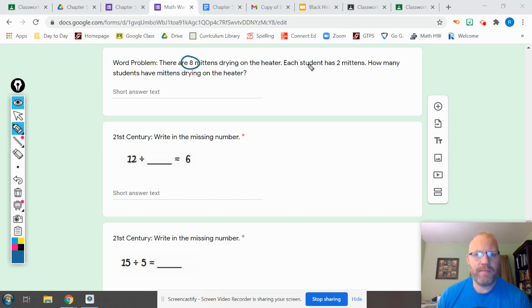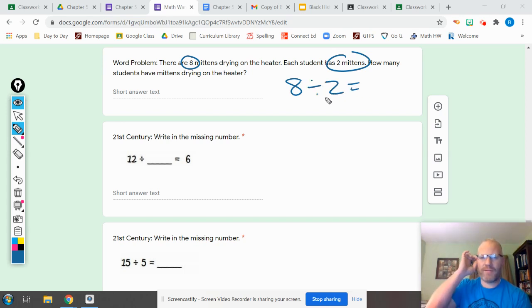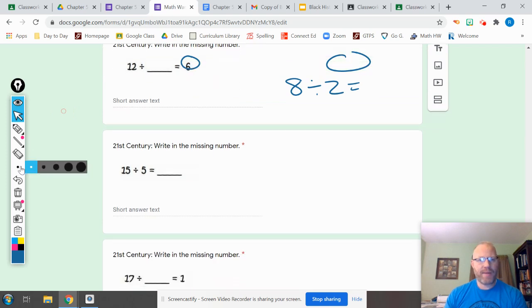There are 8 mittens drying in the heater. Each student has 2 mittens. How many students have mittens drying on the heater? So there's 8 mittens total. Each student has 2 mittens. How many students have mittens on the heater? Don't forget, this is a word problem, so it needs a word answer.